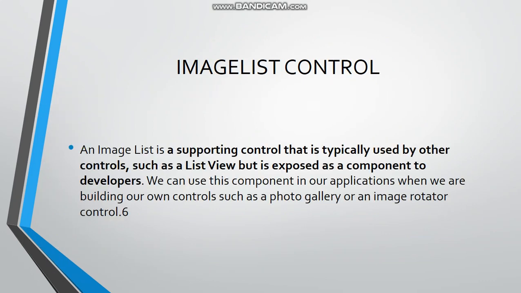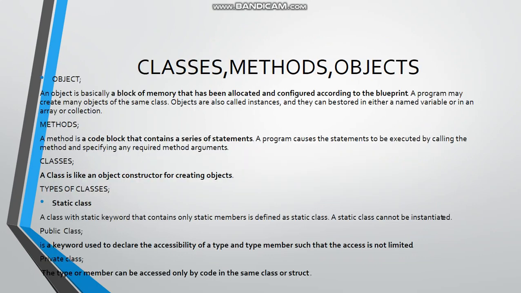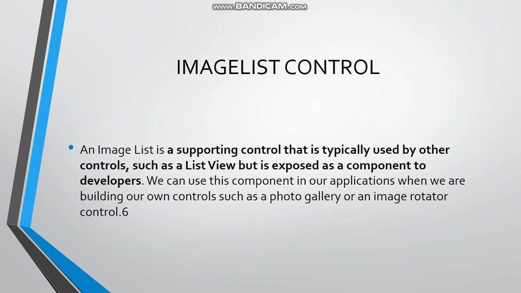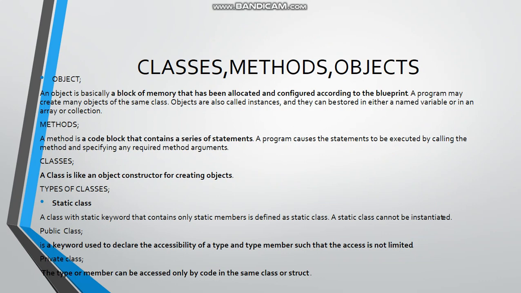Image list control. An image list is a supporting control that is typically used by other controls such as list view, but is exposed as a component to developers. We can use these components in our applications when we are building our own controls such as a photo gallery or an image rotator. Then the image list control. We have classes, methods, and objects as shown below.